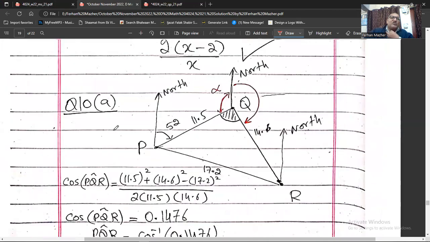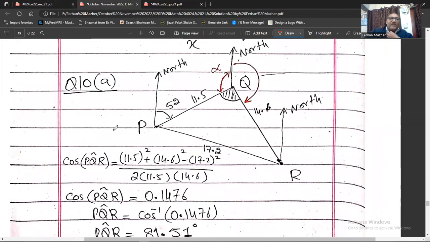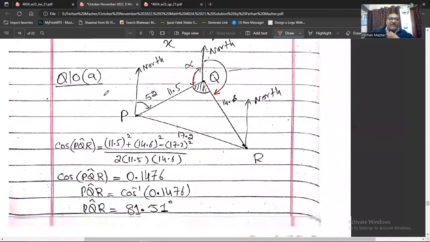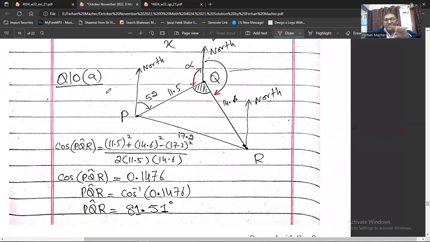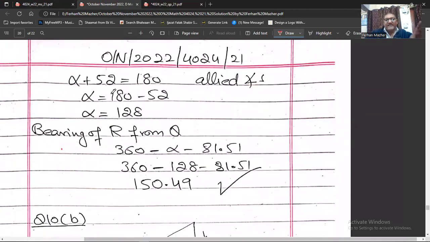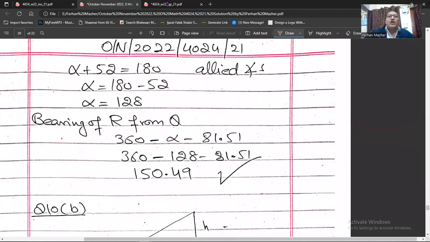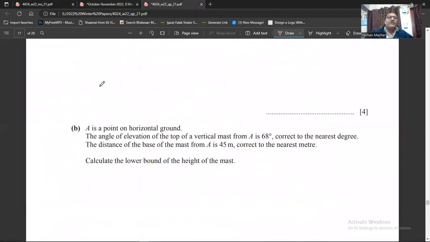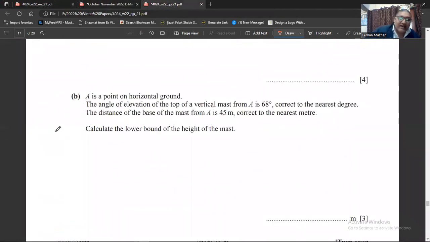So let me show you the solution again. You can pause the video and take a look. This is the first portion of the solution, and this is the second portion of the solution. I hope you understand. Okay, so we are going to the next part, that is the B part.